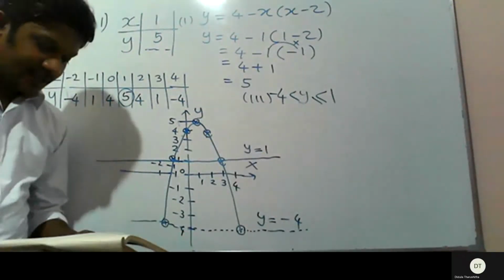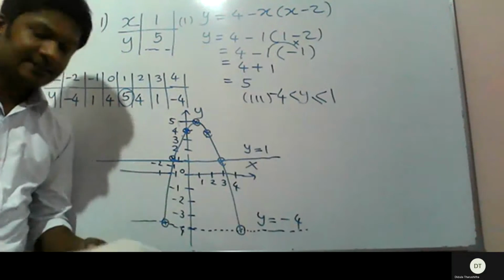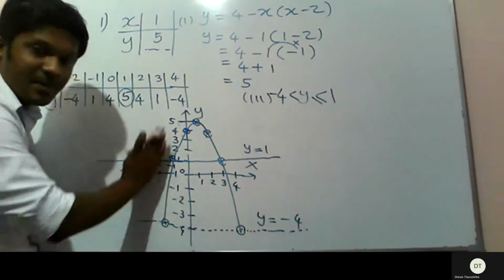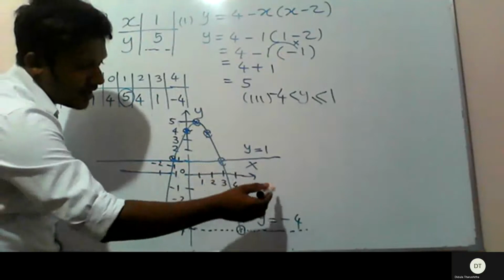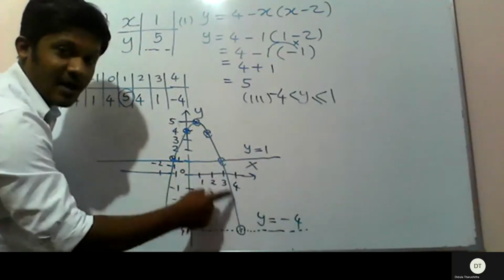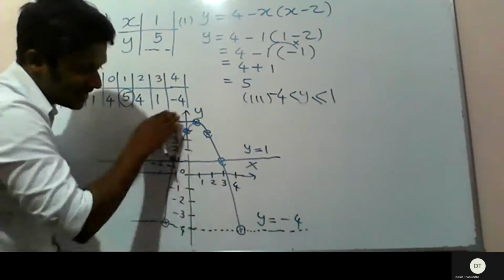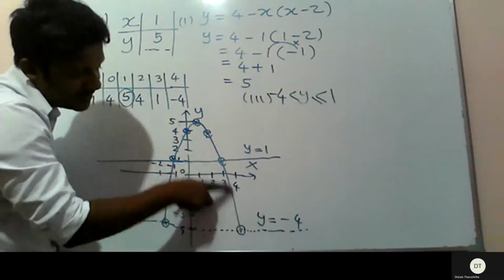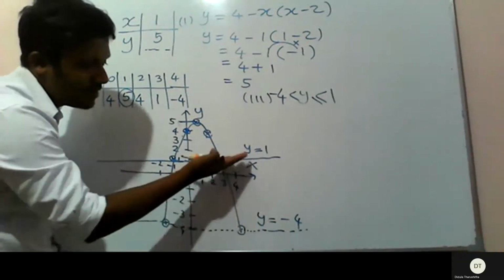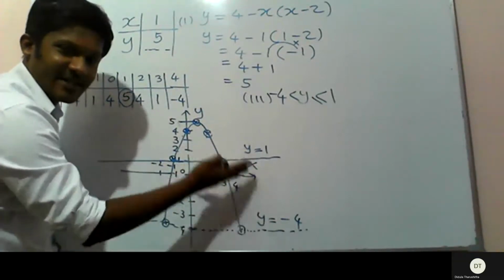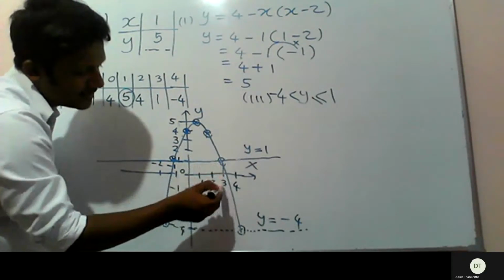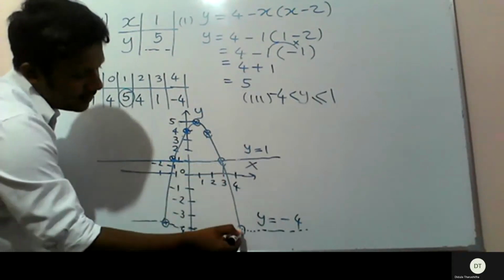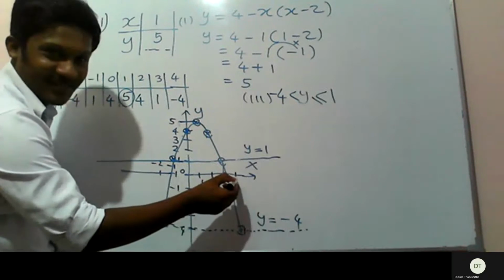But what is the x range? Decreasing, right? This is the increasing part, this is the decreasing part. Then this is the suitable graph, decreasing between the two ranges. Then what is the x value of this point? It's 3. This point x value 4.